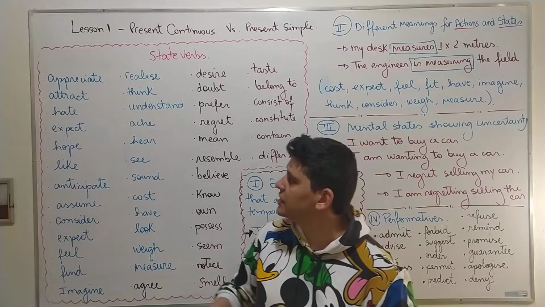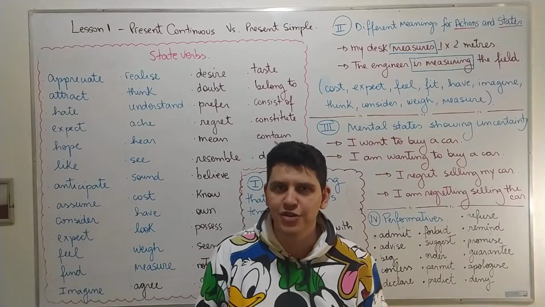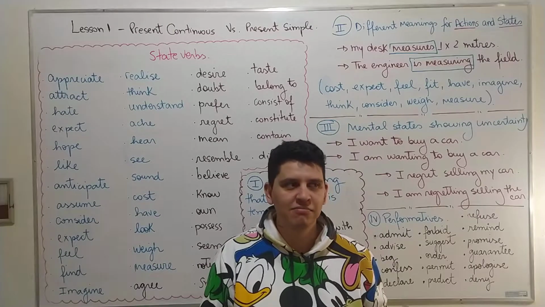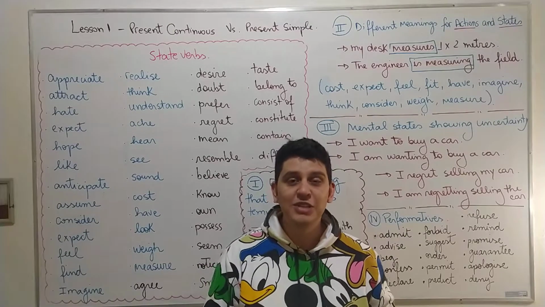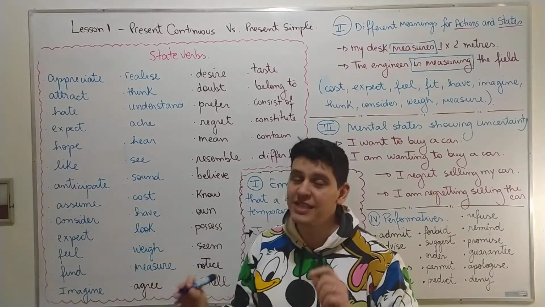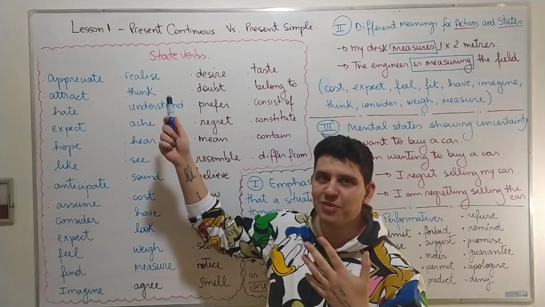Let's take, for instance, the verb like. When I say that I like chocolate, and I love chocolate, by the way, I'm not acting. I'm not doing anything. I just like chocolate. So you see that these verbs, they do not represent actions. That's why they are called state verbs. They represent states of mind.